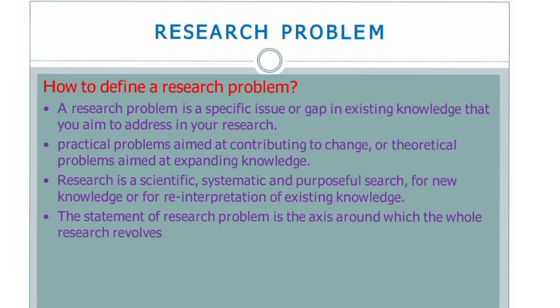Next, there are practical problems aimed at contributing to change, or theoretical problems aimed at expanding the knowledge. So there are two types of research problems, a practical problem and a theoretical problem. If you are aiming at a practical problem, then it will contribute a change to the existing thing. Or if you are selecting a theoretical problem, you are going to prove the theorems that you already have. So a theoretical problem aims at expanding the knowledge.